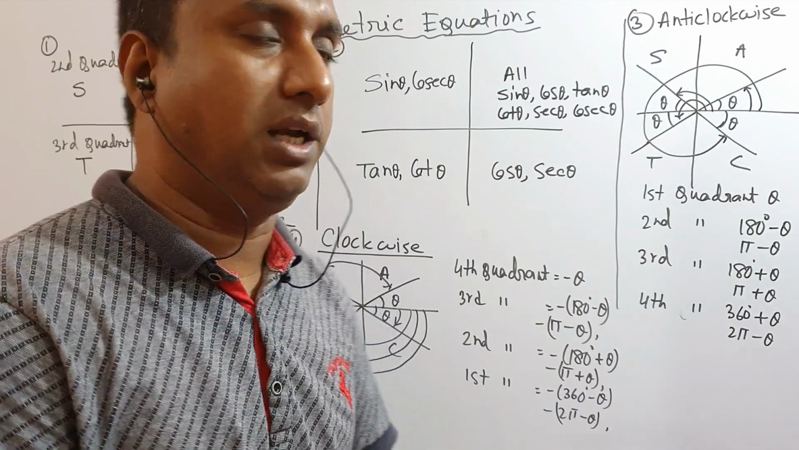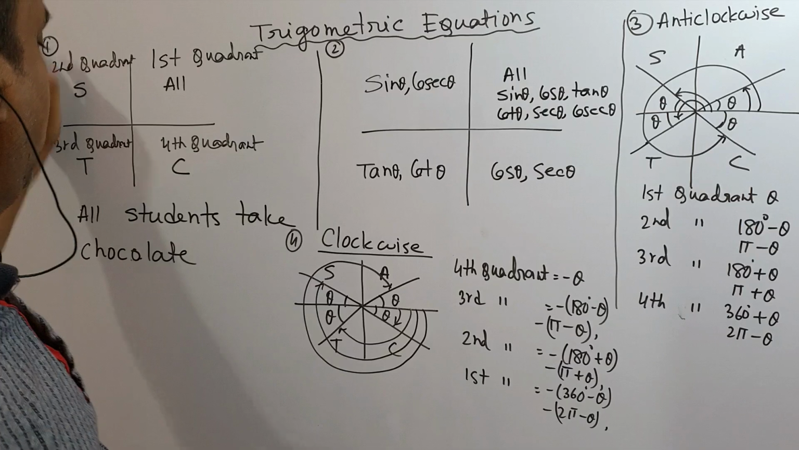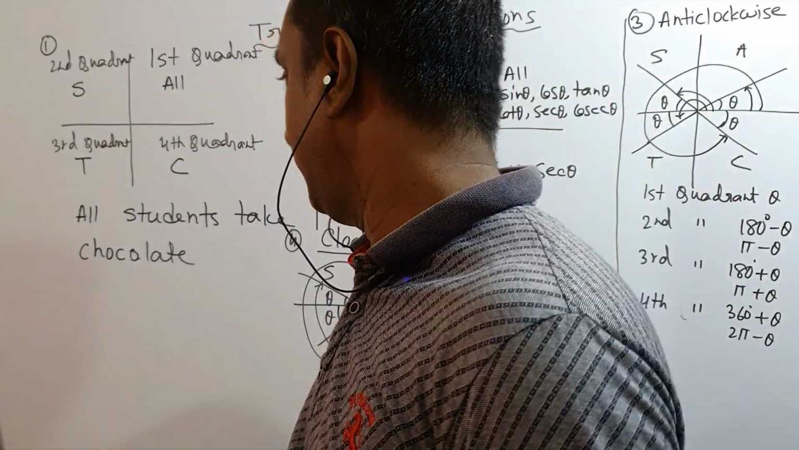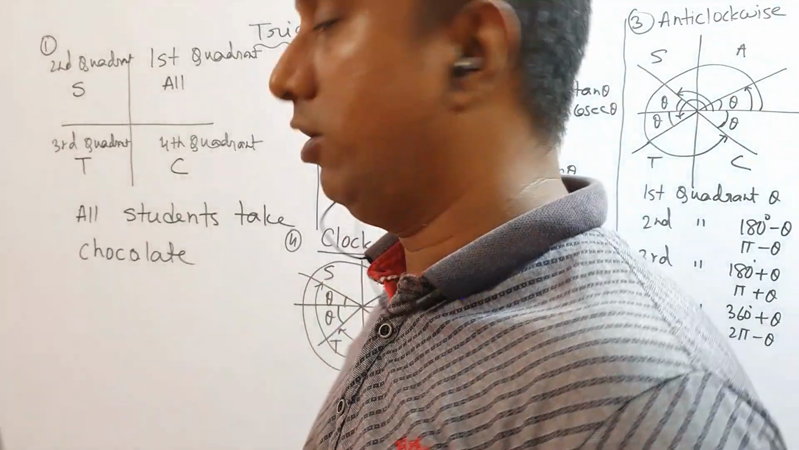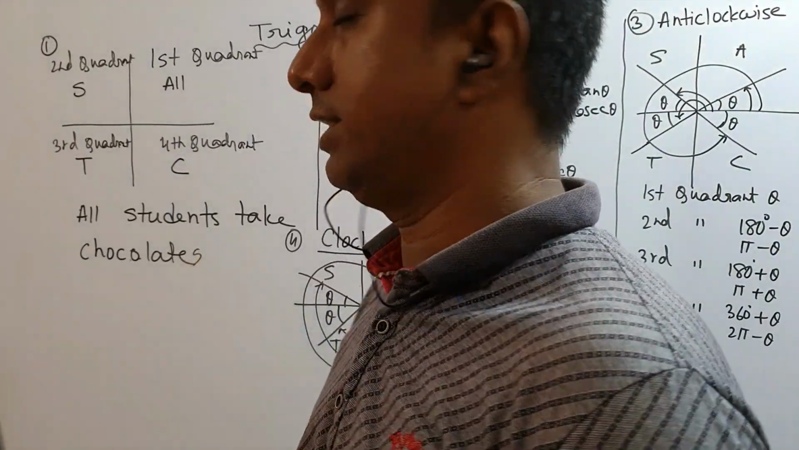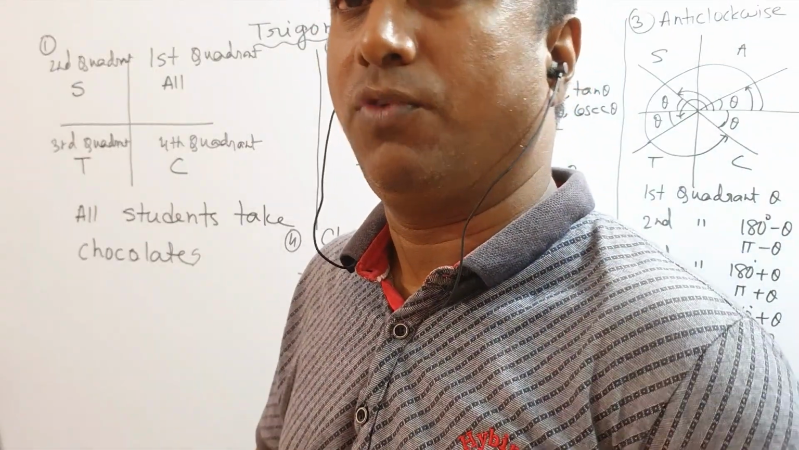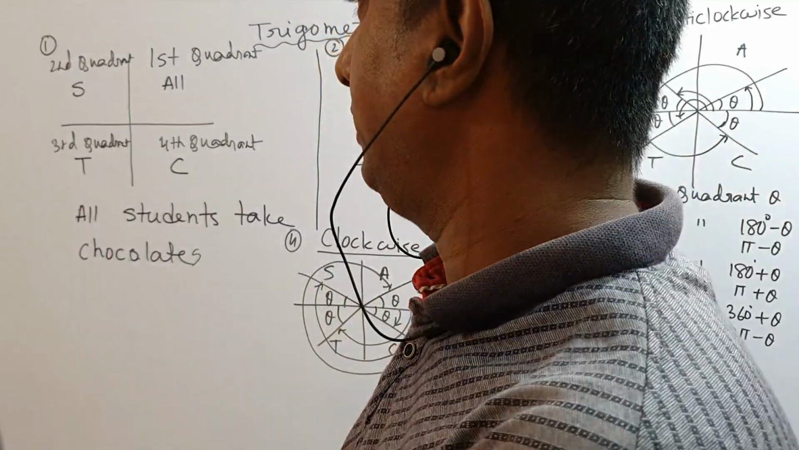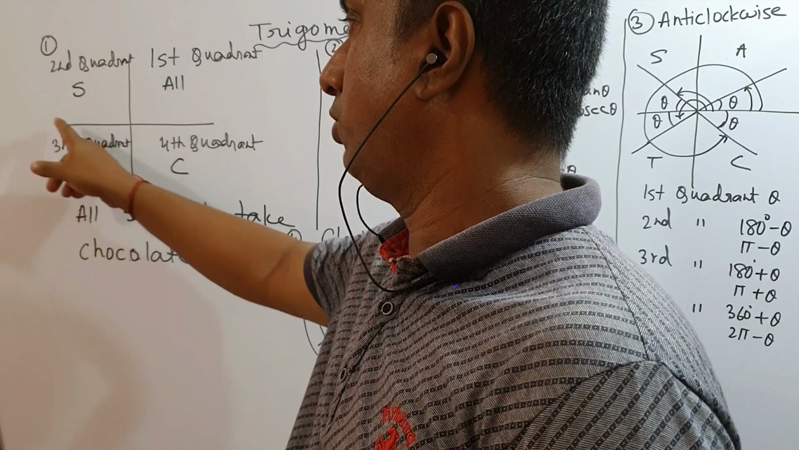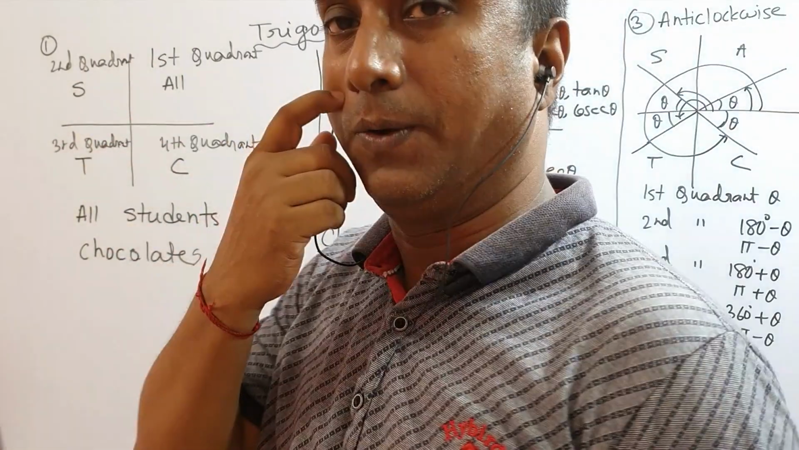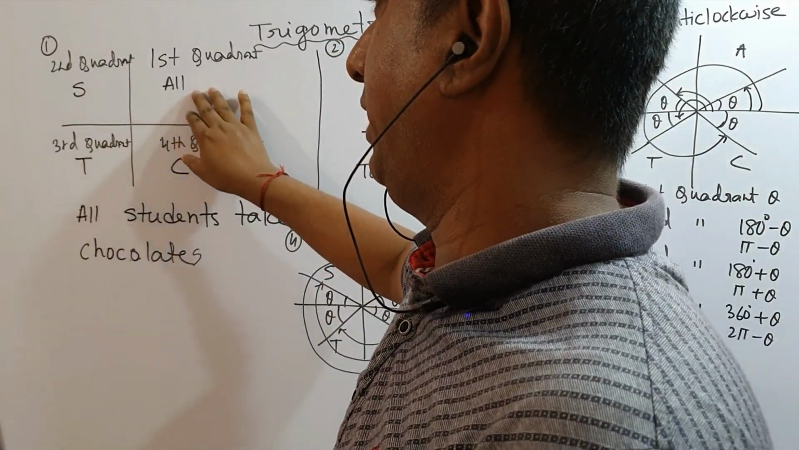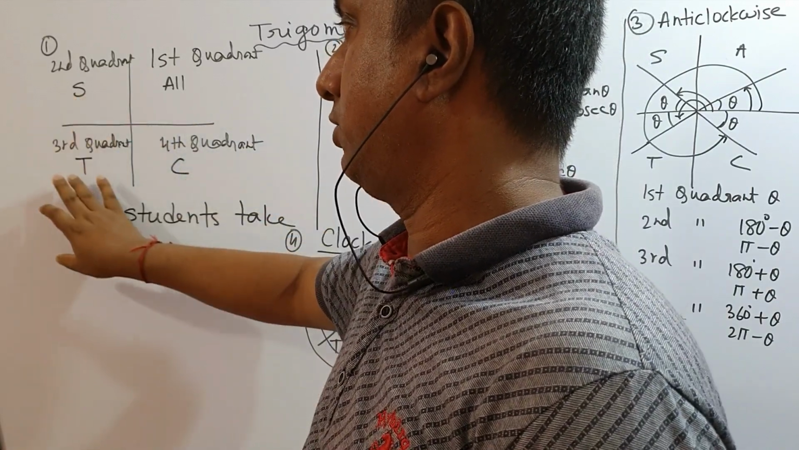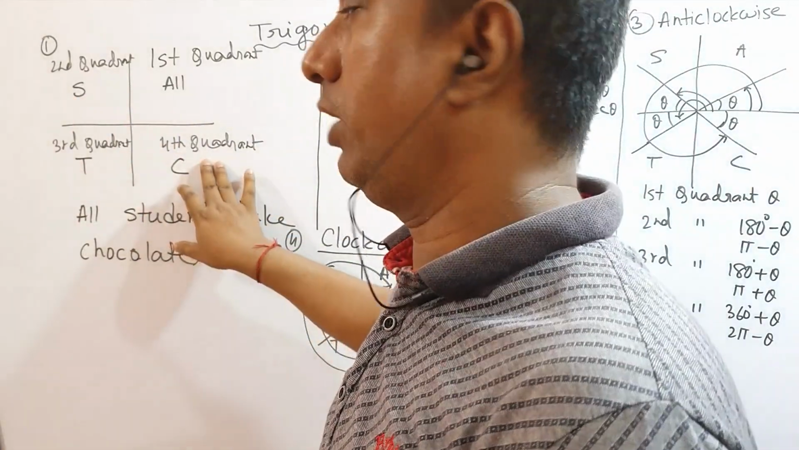The points are: number one, you must memorize this. All students take chocolates. Okay, first of all memorize this. All students take chocolates. Then you know how to draw the x-axis and y-axis. In the first quadrant place "All". Then this is called the second quadrant, this is called the third quadrant, and this is called the fourth quadrant.